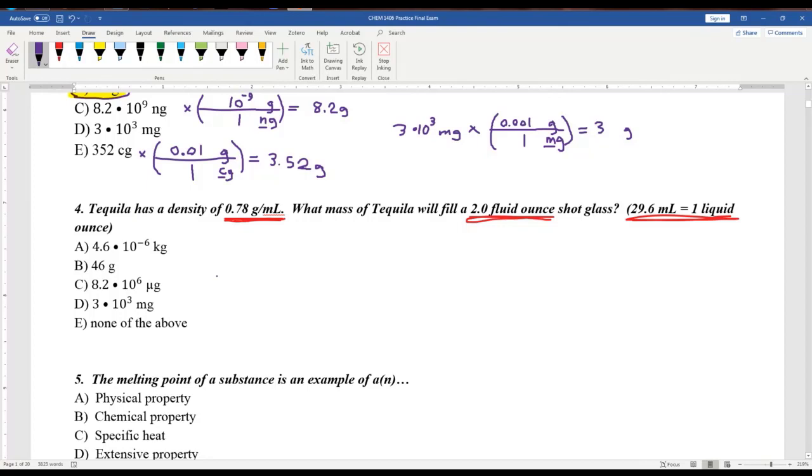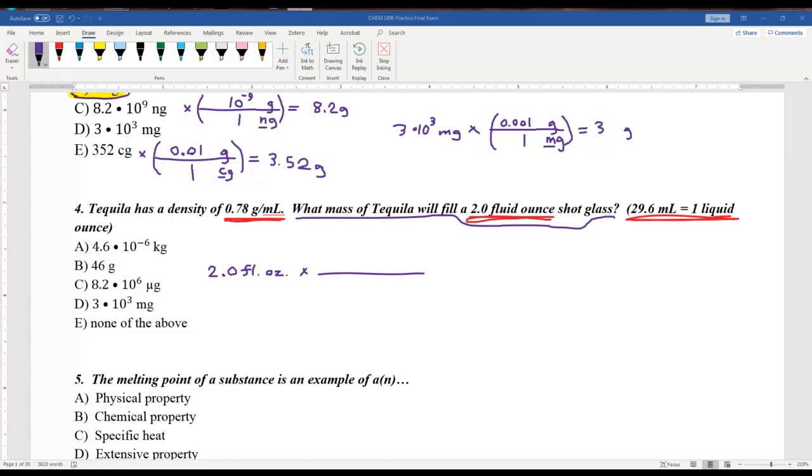Oftentimes in these conversion factor problems, you'll also notice that the question part of the problem contains what you're supposed to start with. Not always, but many times. So what mass of tequila is in 2.0 fluid ounce? I start with 2.0 fluid ounce and then convert to the mass. So 2.0 fluid ounce. What's the first thing I'm going to do? Maybe add 29 or multiply 29.6 by 2.